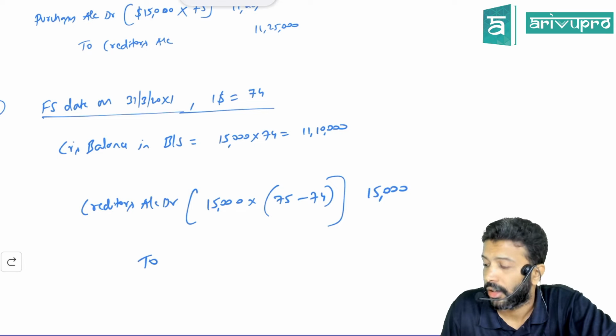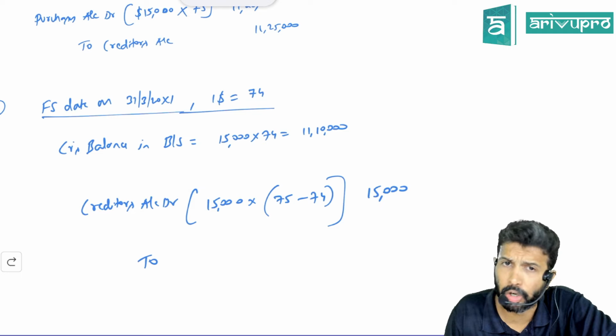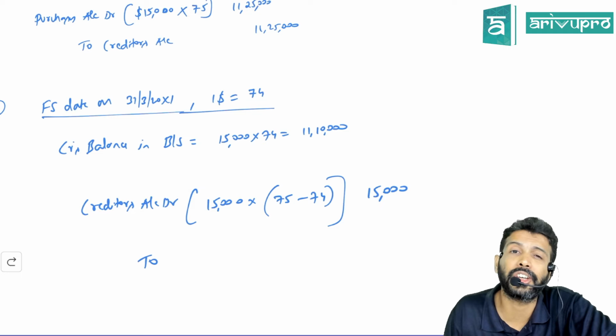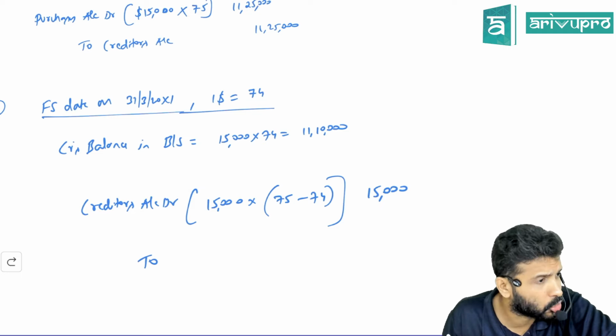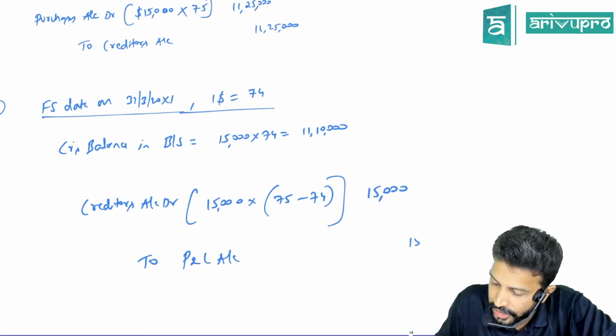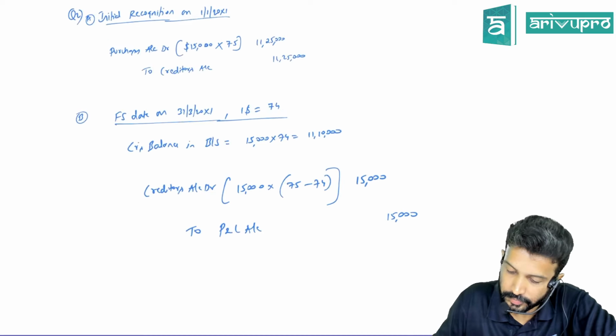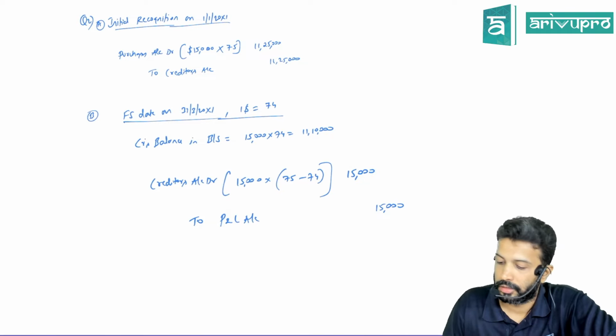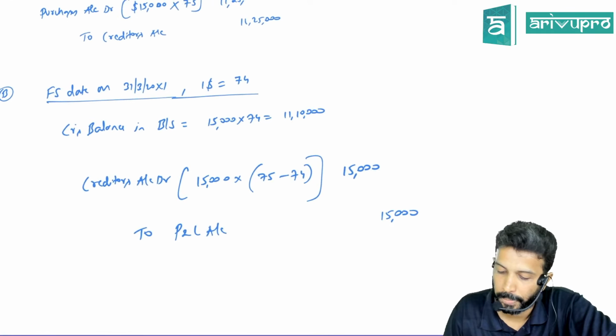It's a gain. Have you received this gain, or is this a bookish gain? This is a bookish gain arising due to foreign currency fluctuation. Where should we transfer this? To the P&L account, which is 15,000. This is what you will do on the balance sheet date.